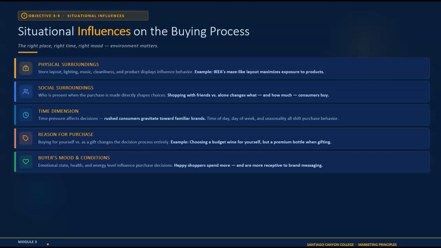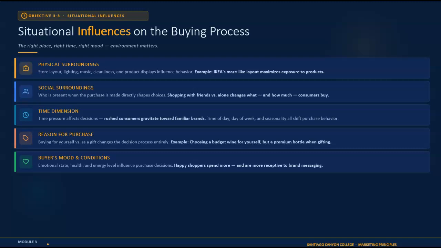The time of day. Time pressures affect decisions. Rush consumers gravitate toward familiar brands. Time of day, day of week, and seasonality all shift purchase behavior. So Christmas time, you see everybody in the stores buying gifts, and maybe around the summertime, they're just purchasing for vacations and not so much as they would during the holiday season.